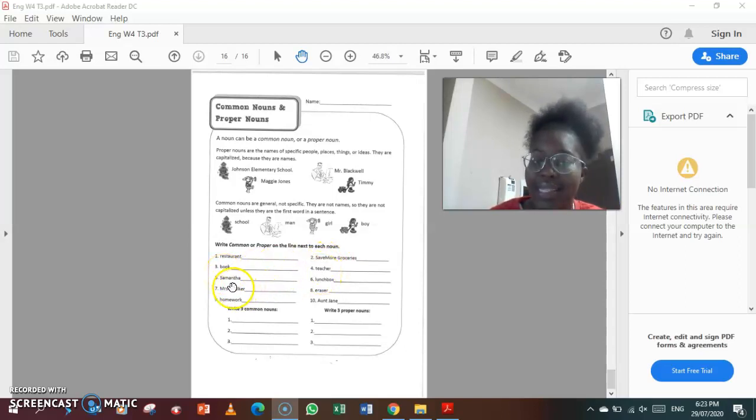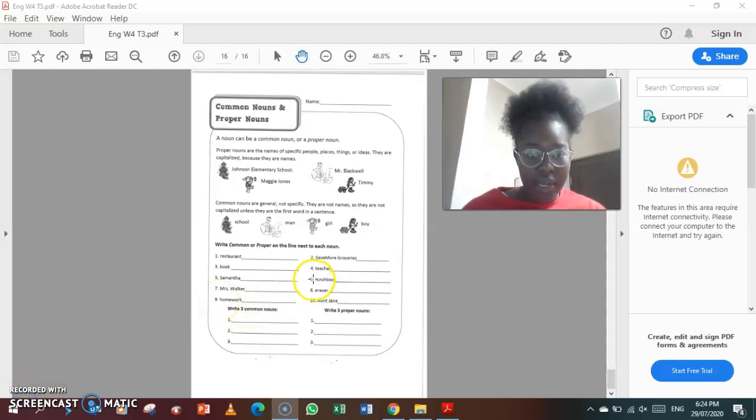Teacher. Samantha. Lunchbox. Mrs. Walker. Number 6, lunchbox. 7, Mrs. Walker. 8, eraser. 9, homework. 10, Aunt Jane.